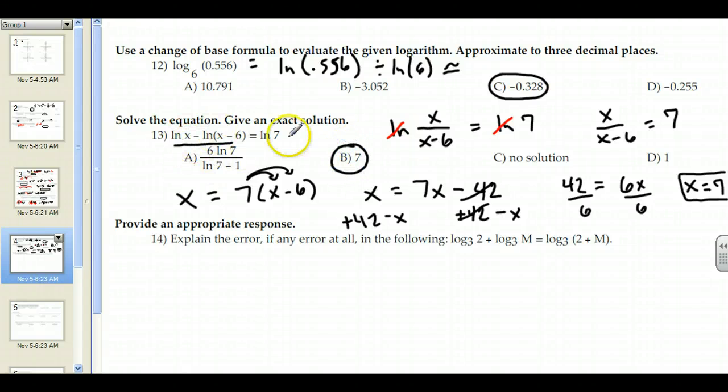Now you have to check because it could be that it doesn't equal and then you'd have no solution. So make sure you check.